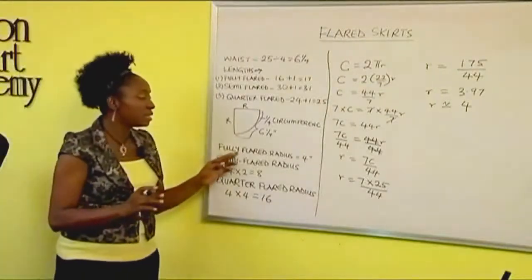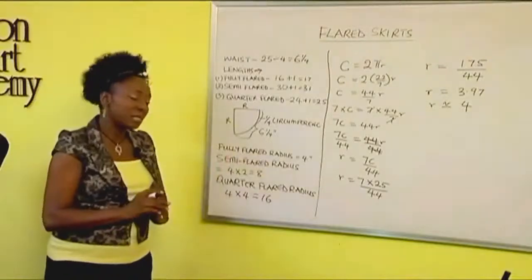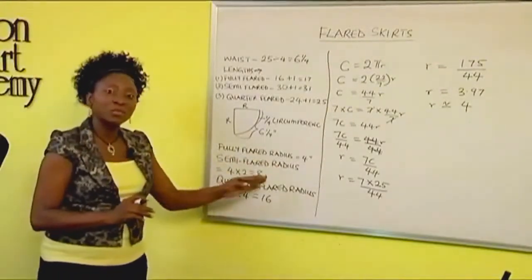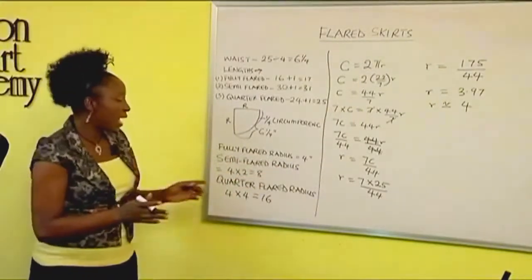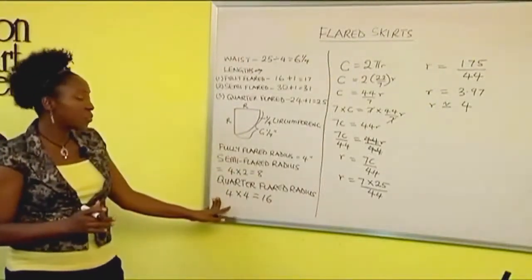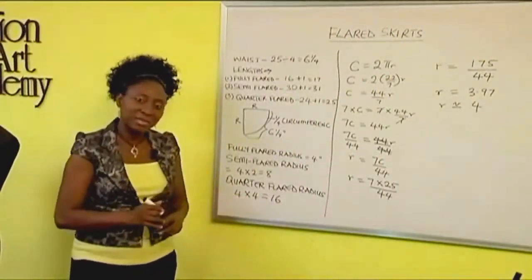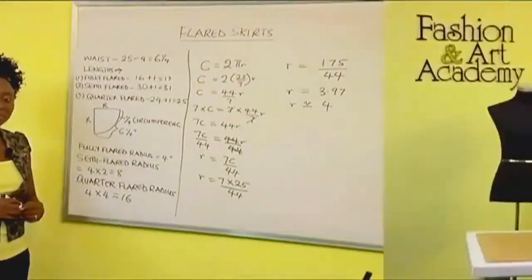We're making our fully flared skirt. We have to fold it into 4, and we'll use 4 inches. We're making a semi-flared skirt. We'll fold it into 2 only, and we'll use 8 inches. And of course, for our quarter flared skirt, we would not fold it at all. We'll just use it single ply. So let's go to the table and see how this works out.